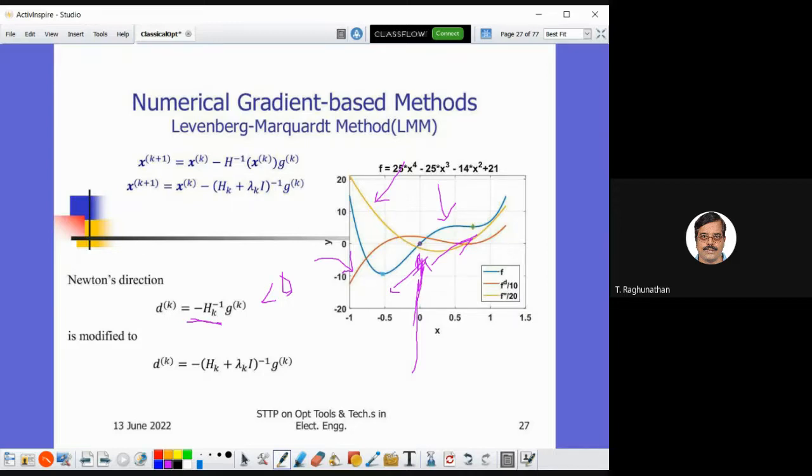And not to forget, when can you invert a Hessian? Are there situations where you cannot invert a Hessian? Participants?